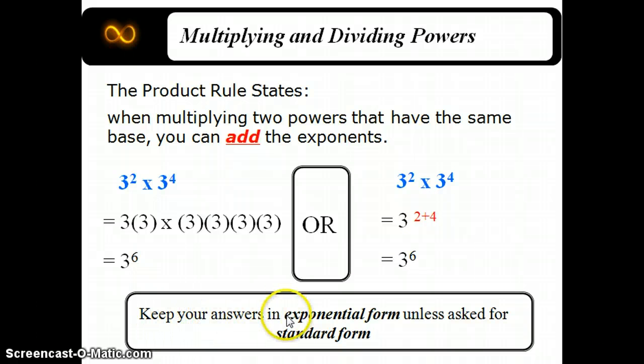Note, we're allowed to keep our answer in exponential form unless they ask for standard form. Exponential form is when you have an exponent. Standard form would be the standard answer.